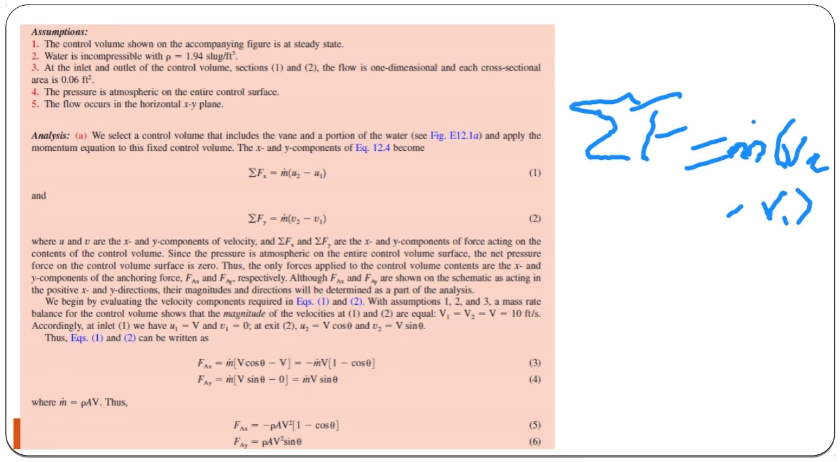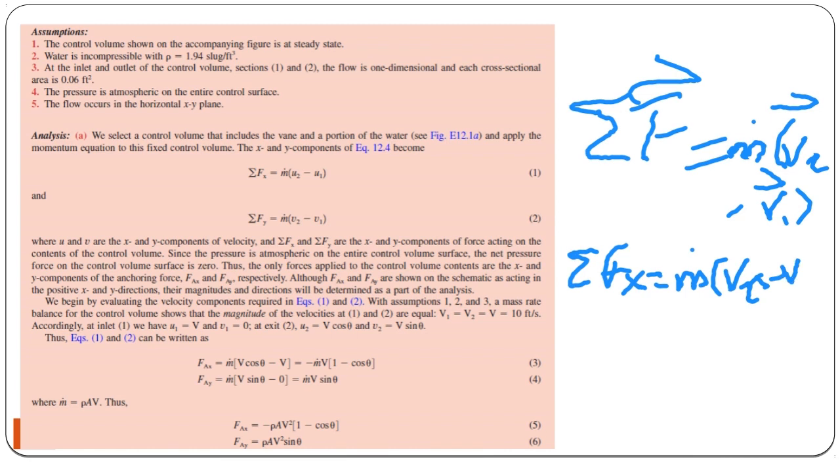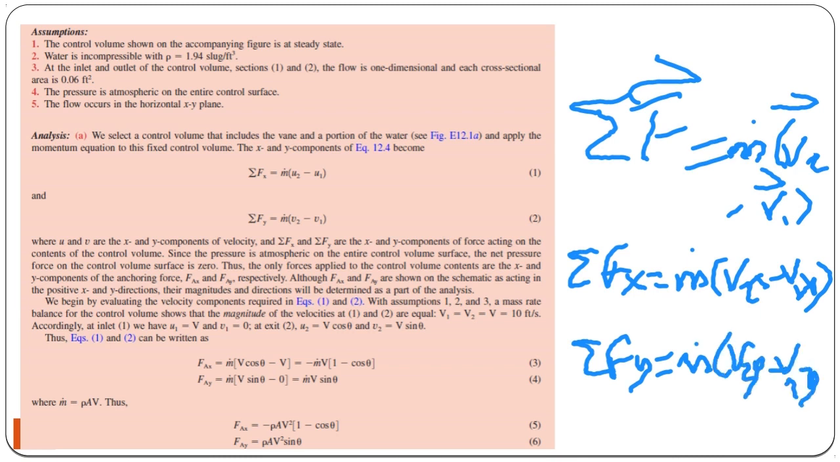Because this is a vector, we have to write it in terms of components: sum of Fx, which is m dot v2x minus v1x, and sum of Fy, which is m dot v2y minus v1y. So we're just using the components of the forces as well as the momentum flux.